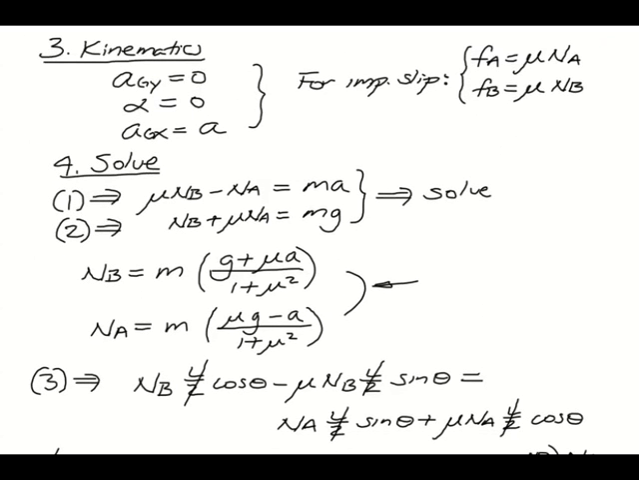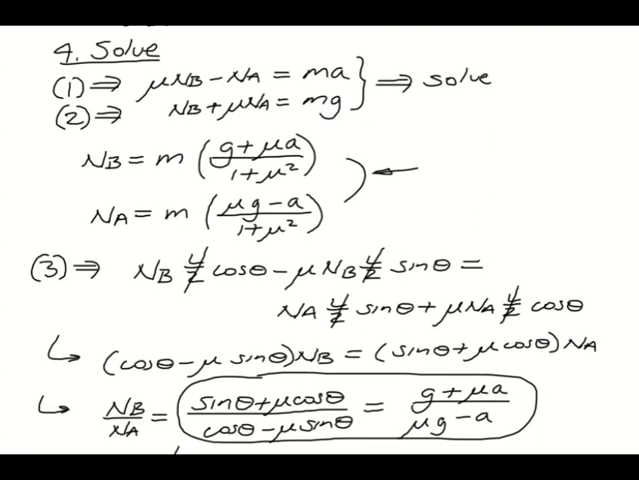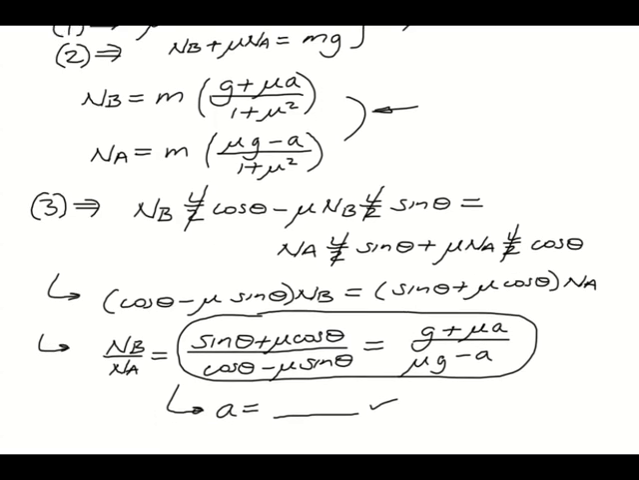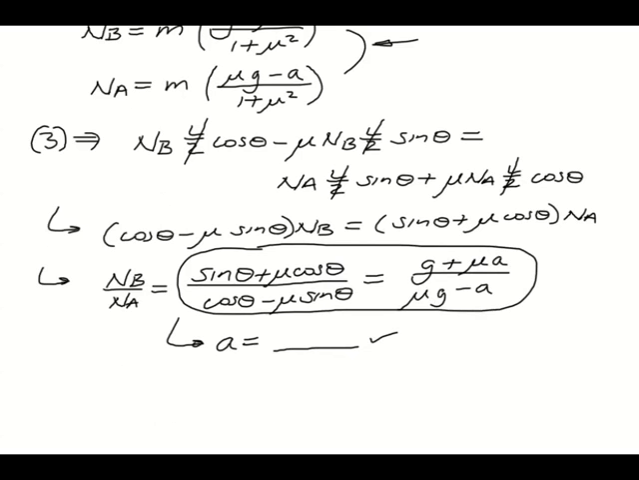What we're looking for is for it to not slip. So not slip, AGY is 0, alpha is 0, AGX is A, but for impending slip, FA and FB are equal to mu times NA and NB. And from that point on, it's just solving. The first two equations gave relationships between NA, NB, and A. We took the moment equation, substituted, and found the ratio of NB to NA, and then took our force equation ratio, and that gave us our single equation to find A.